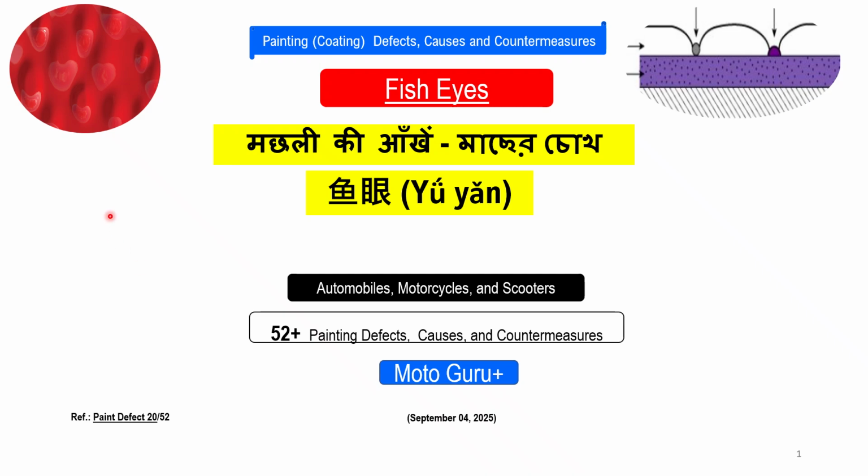Welcome to the channel. With reference to our discussion on 52 plus painting defects, their causes and countermeasures, today's subject of discussion is fish eyes.